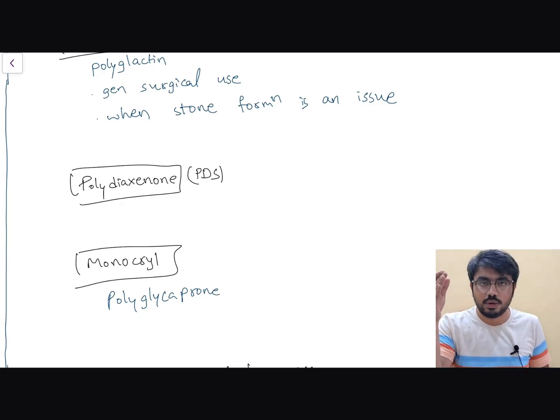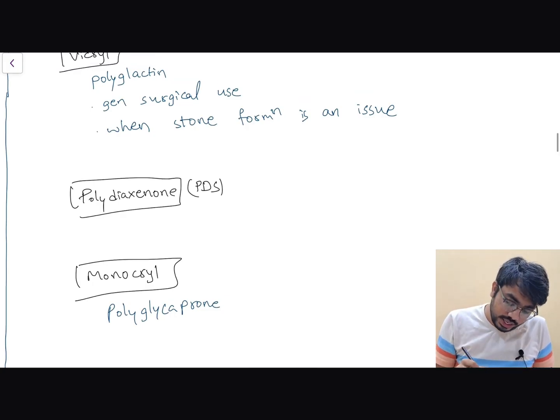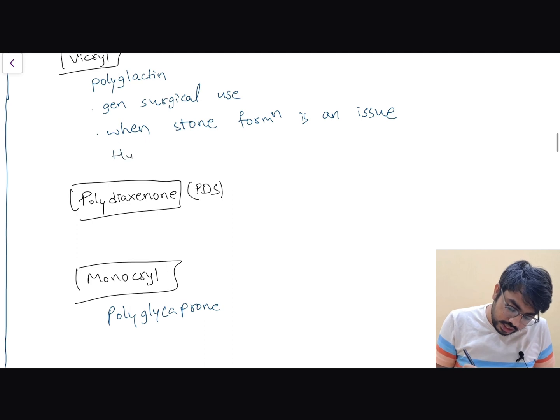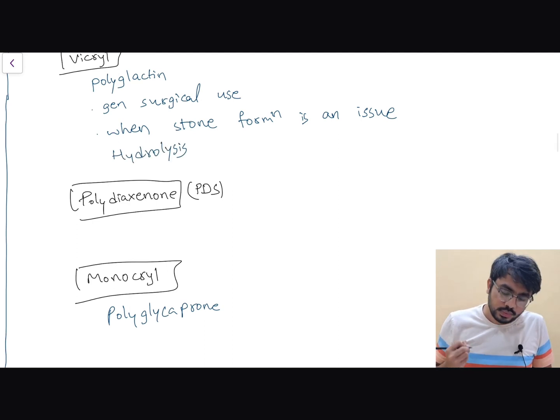Now I have already told you these are absorbable sutures. First one is catgut. How is it getting absorbed? Phagocytosis and enzyme degradation. Whereas Vicryl is absorbed by hydrolysis. Okay.